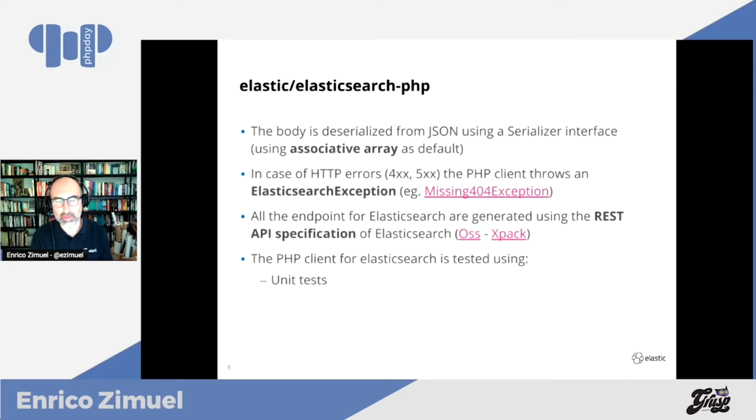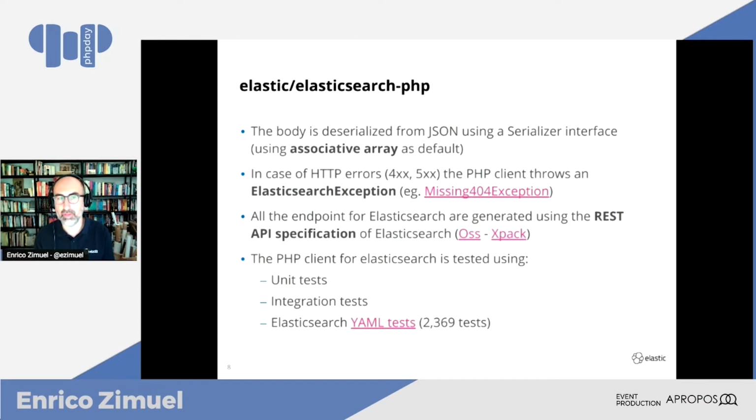The client is tested, of course, using normal unit tests and integration tests, but also using the YAML tests that are the same tests that the Elasticsearch project uses for the integration tests of Elasticsearch. Elasticsearch is a Java project, and they have this set of YAML tests. In Elasticsearch PHP, we are reusing the same suite of YAML tests. Basically, we check that the API we call, the function that we call in the client of Elasticsearch PHP, returns the expected value using the constraints of the YAML tests.